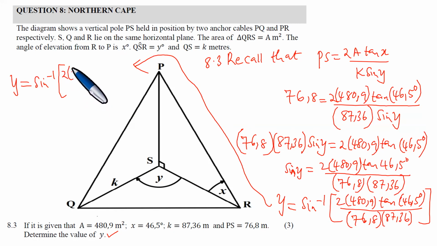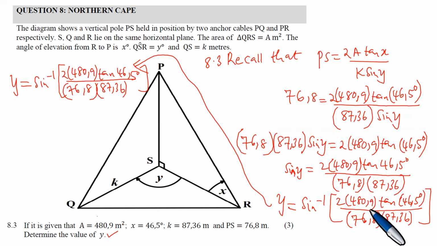Right, so we have 480.9 multiplied by the tangent of 46.5 degrees, divided by 76.8, multiplied by 87.36, and we close the parentheses like this.